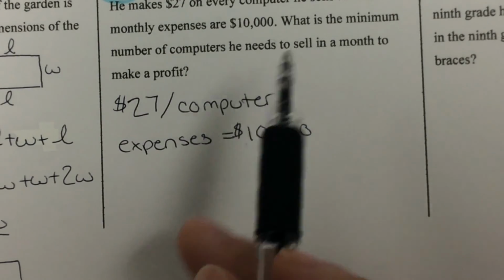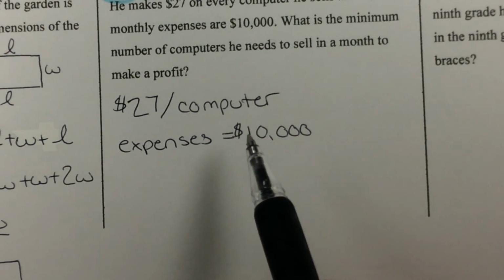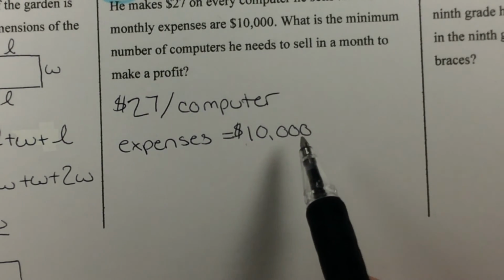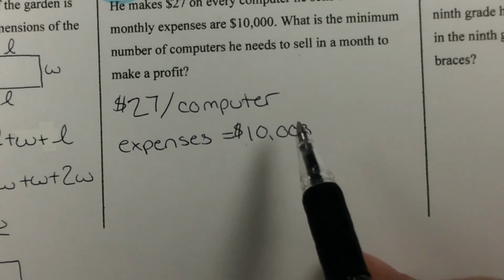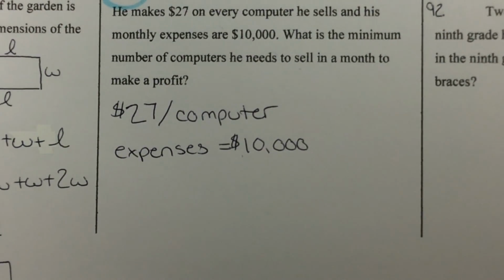Okay. Now, our problem doesn't say how much of a profit, so a profit could be $10,001. That's still a profit because it's bigger than 10,000. Does that make sense? So, like I said, it doesn't necessarily need to be a huge profit, but any profit at all will do for this problem.